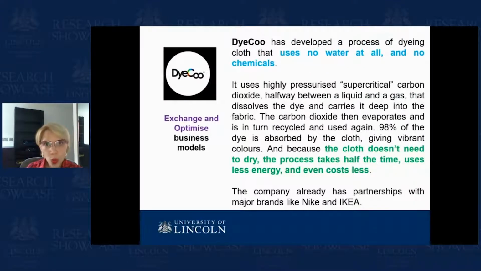Taiku has developed a process of dyeing cloth that uses no water at all and no chemicals. It uses highly pressurized supercritical carbon dioxide, halfway between a liquid and a gas, that dissolves the dye and carries it deep into the fabric. The carbon dioxide then evaporates and is in turn recycled and used again.